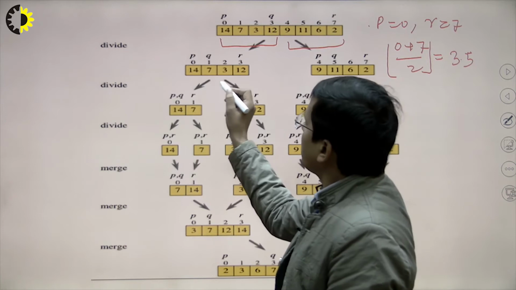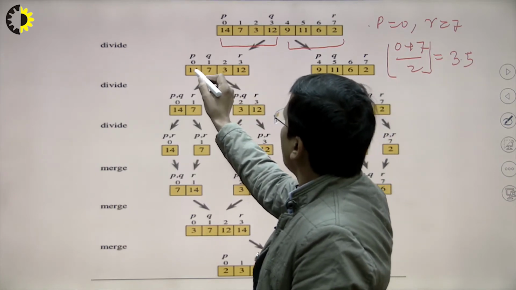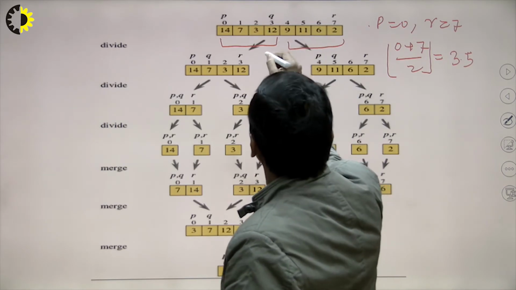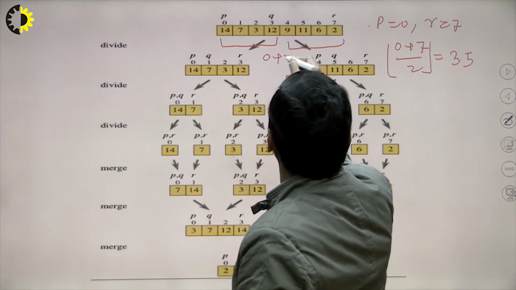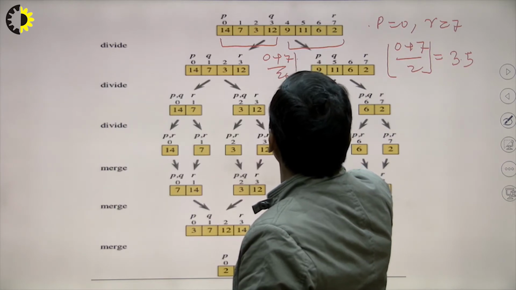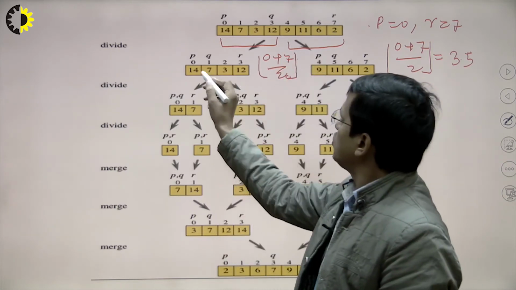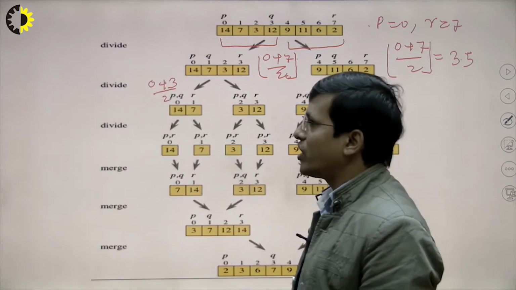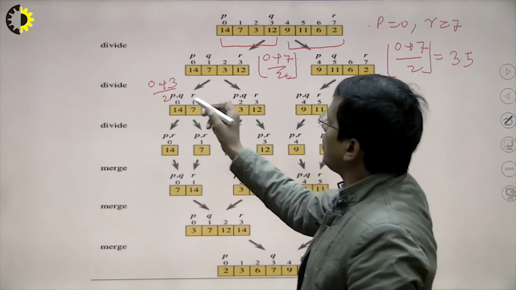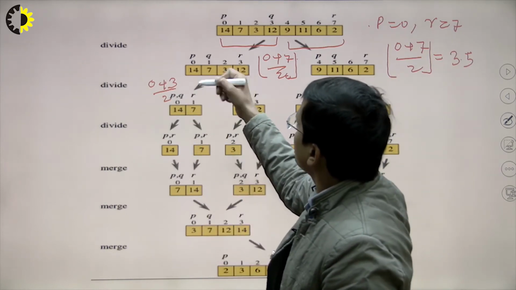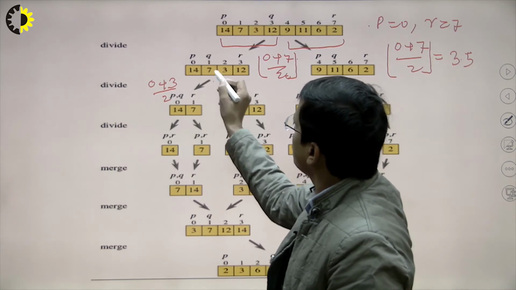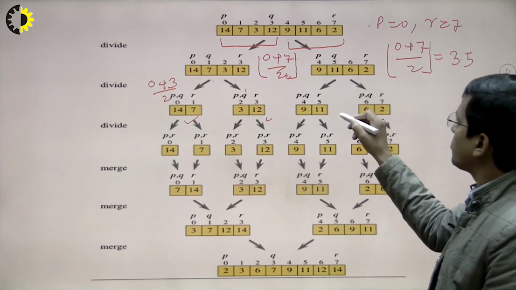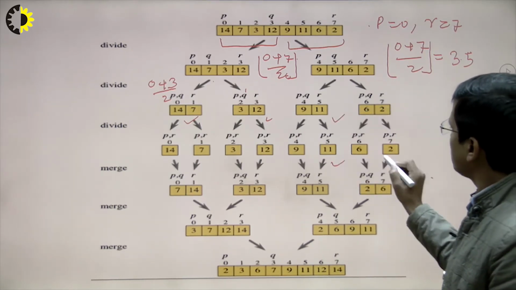Now again we divide. Here we take 0 plus 7 divided by 2, lower bound. Similarly here, 0 plus 3 divided by 2 means 1.5, and the lower bound of 1.5 is 1. So 0 to 1 will be in this list, and similarly for this one. We did the same approach in the second case also.